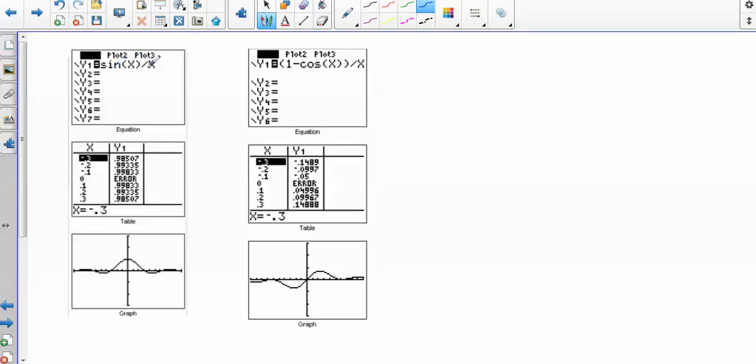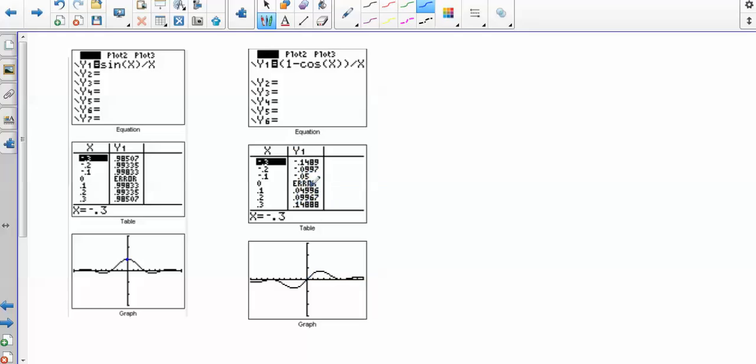For sine x over x, this is my graph below. And you can see that as the x values approach 0, from the left and from the right, we're approaching a y value right there of 1. And you can see that as well from the table of values. For 1 minus cosine x over x, here's our graph. As x approaches 0 from the left and from the right, you can see our y values are approaching 0, and you can see that from this table of values as well.